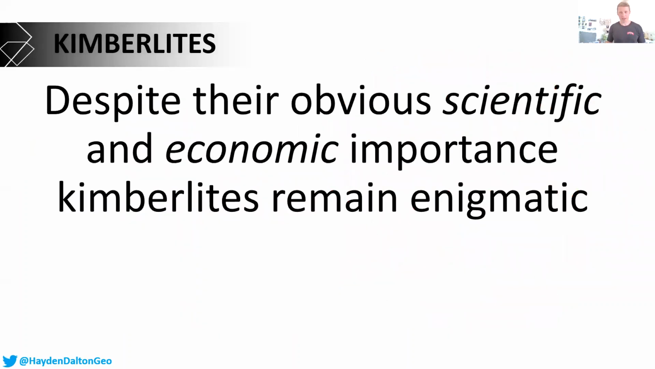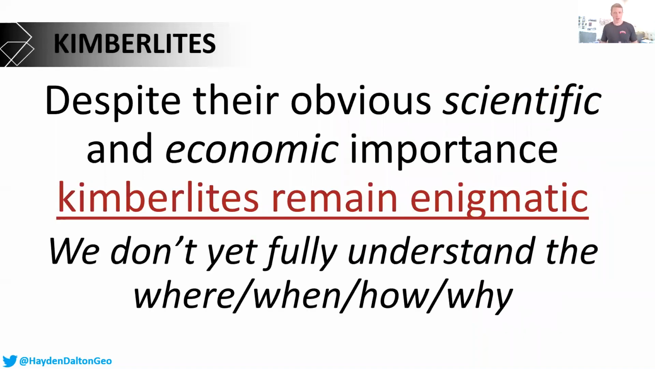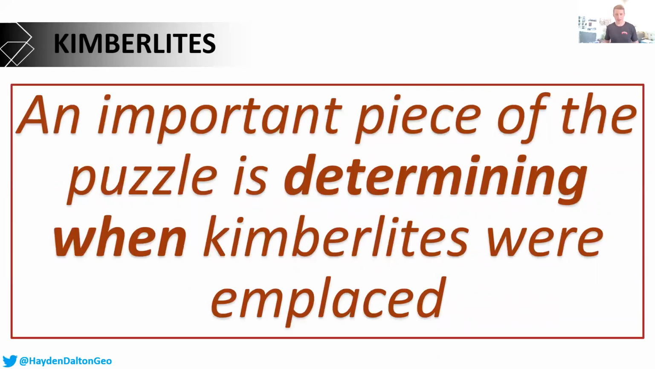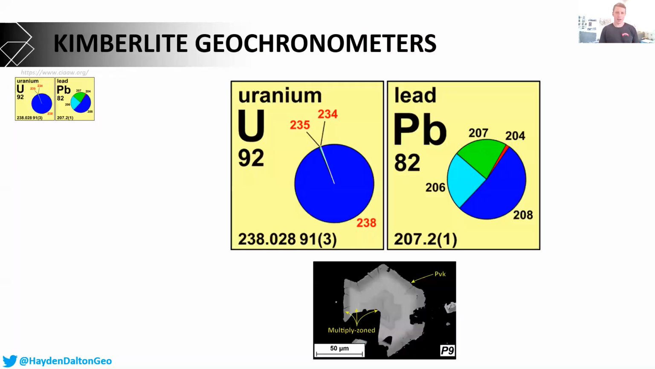But despite this obvious scientific and even economic importance if you consider diamonds, kimberlites still remain enigmatic. We don't yet fully understand the where, the when, the how, or the why. The most important piece of the puzzle, I think, is determining when kimberlites were emplaced. And with that in mind, I'm just going to go through briefly now the three most common geochronometers used in kimberlite studies. The first is the uranium-lead system applied to perovskite grains.